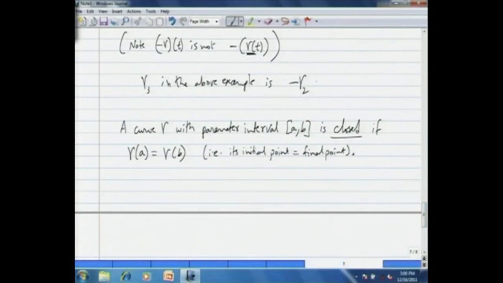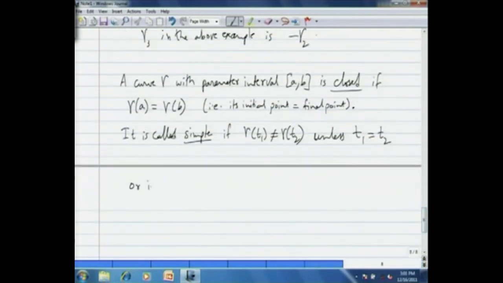And the curve gamma with parameter interval a b is called simple if gamma of t 1 is not equal to gamma of t 2 unless t 1 is equal to t 2, or in the case of a closed curve, of course, the end points are equal, the initial and final points are equal. So, you want to allow gamma of t 1 equals gamma of t 2 when t 1 equals a and t 2 equals b. Apart from these cases, gamma of t 1 should not equal gamma of t 2.